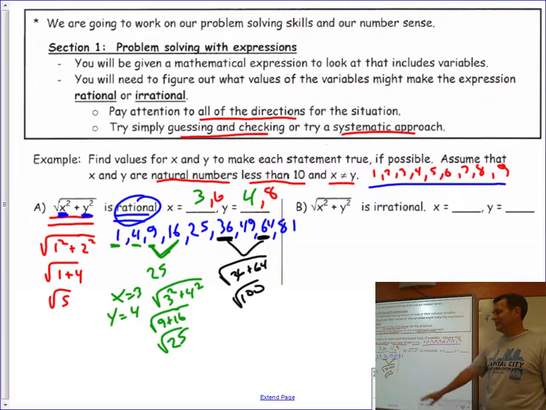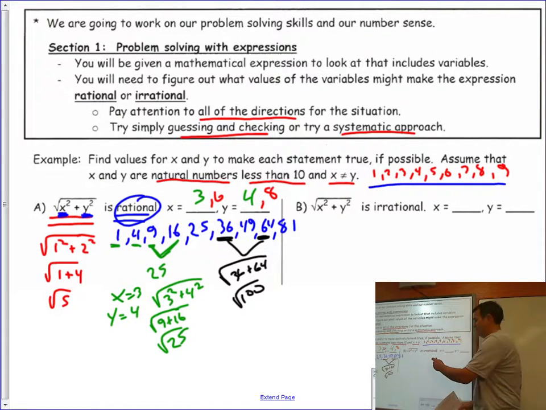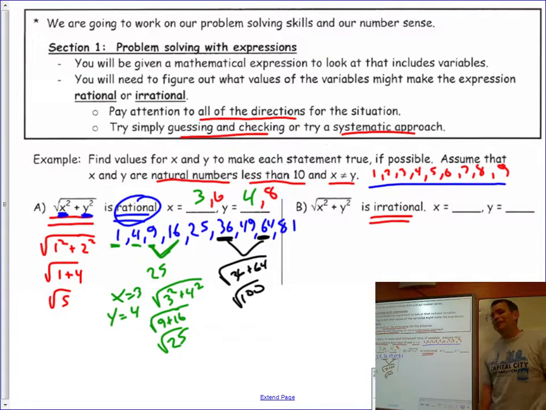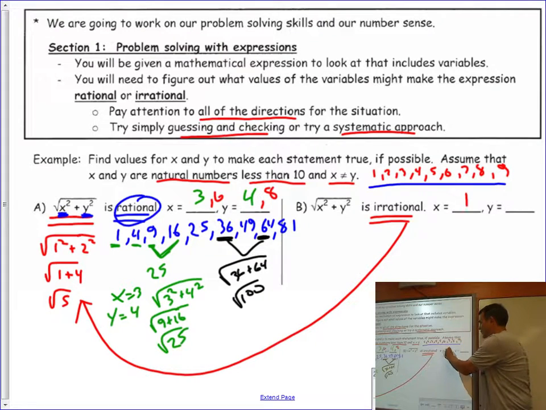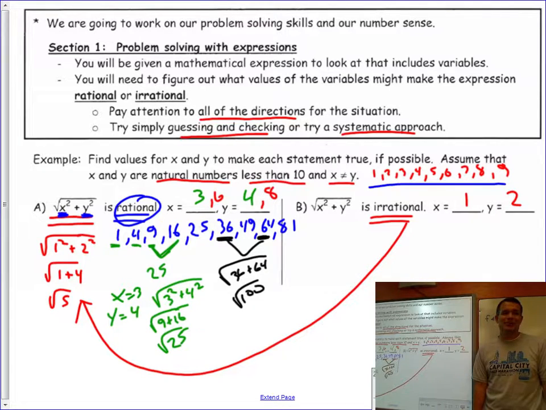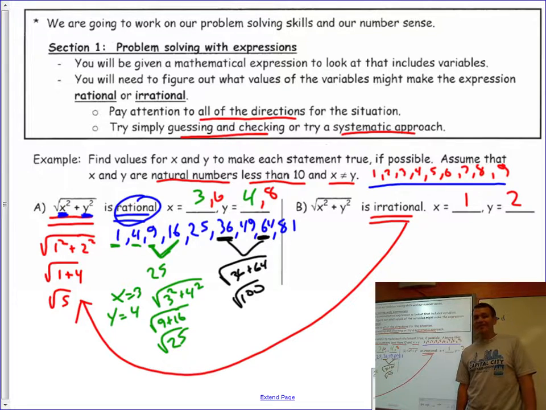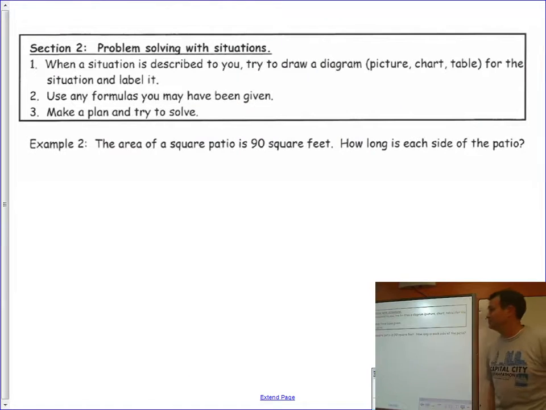All right, the next example is exactly like that one, except now I want the square root of x squared plus y squared to be irrational. Well, I think I already found that. I could have x equal 1, I could have y equal 2, and when I put them in, I get an irrational number. There are actually tons of choices for this one. Pretty much anything other than 3 and 4 or 6 and 8 would make the answer irrational. Let's go to the back.